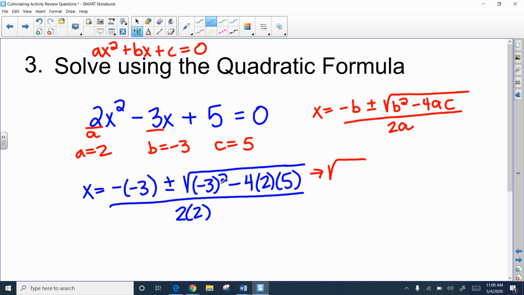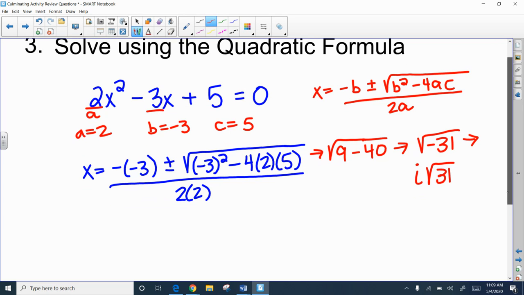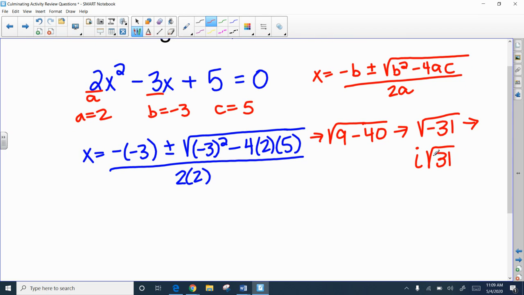This would be positive 9 minus 4 times 2 times 5 is 40. And 9 minus 40 is negative 31. Now, when we have a negative under a radical, we have to remember that that's not a real number, that's an imaginary. So I need to write this with an imaginary. So a negative under the radical brings an i on the outside, so this would be i square root of 31. In this case, square root of 31 doesn't simplify, so I'm just going to leave it like this.